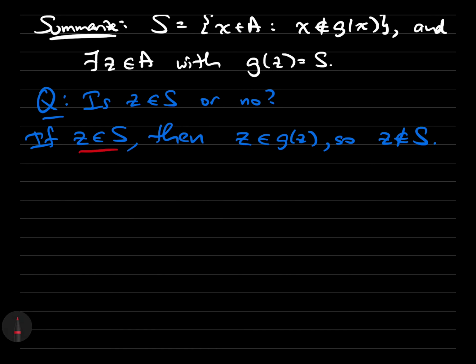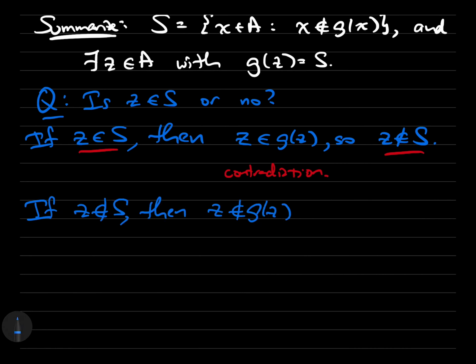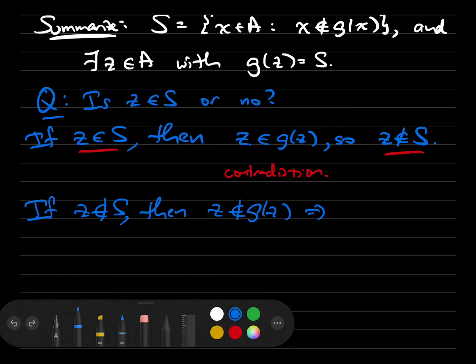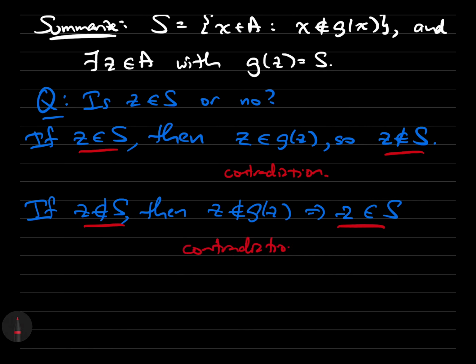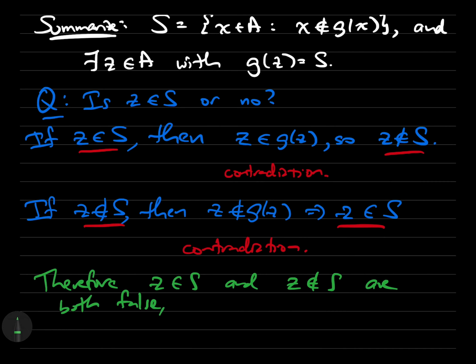Okay, so what if Z is not in S? Well then Z is not in G of Z, but then by definition, that means it's in S. Another contradiction. Either way, assuming that Z is in S or Z is not in S goes to a contradiction. That means both of them are false, but they can't both be false. That's absurd. Therefore, our original contradiction is with the assumption that G was surjective.